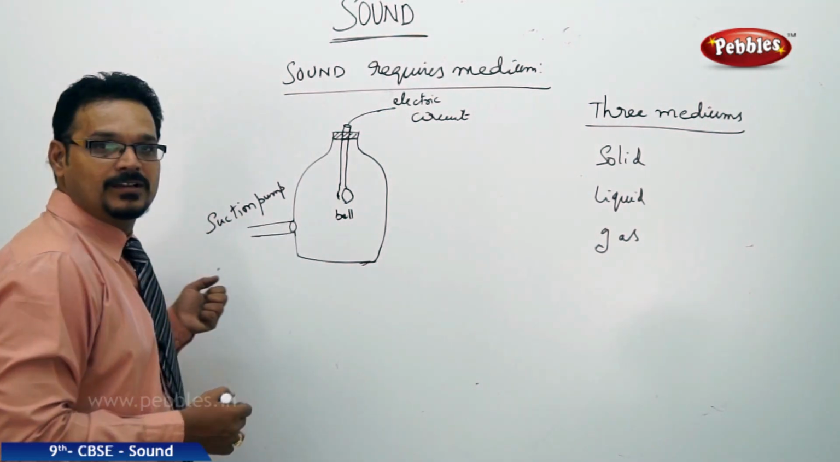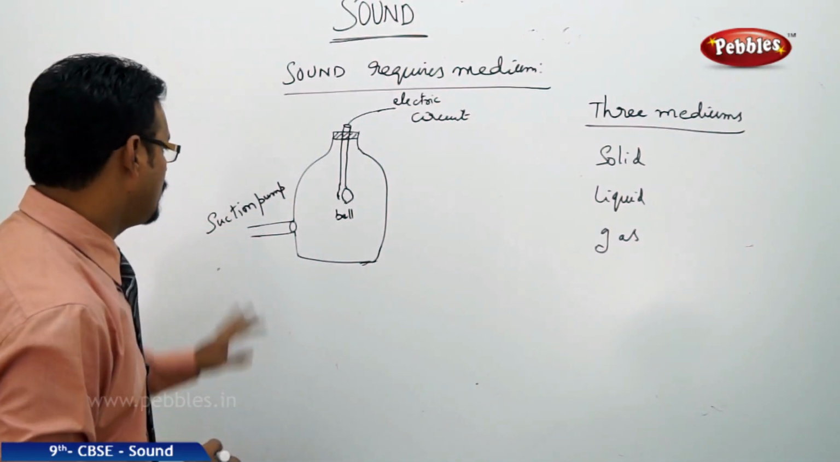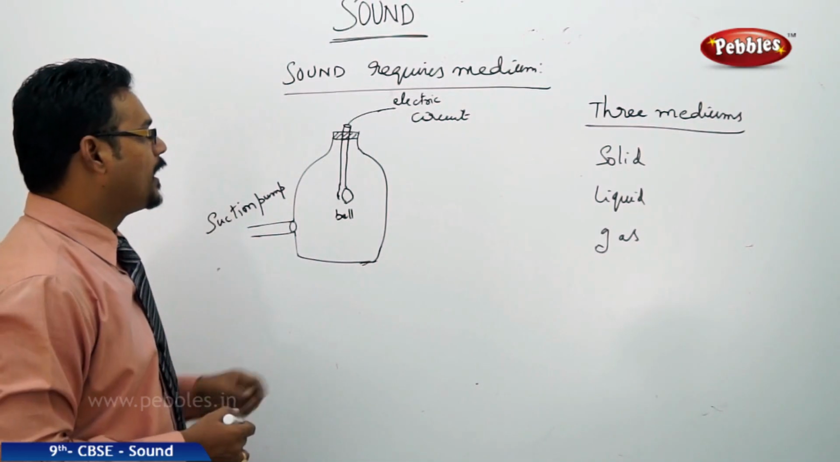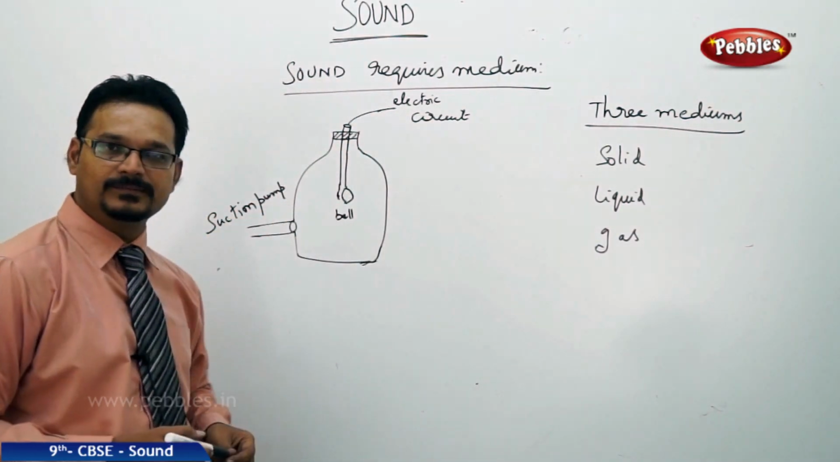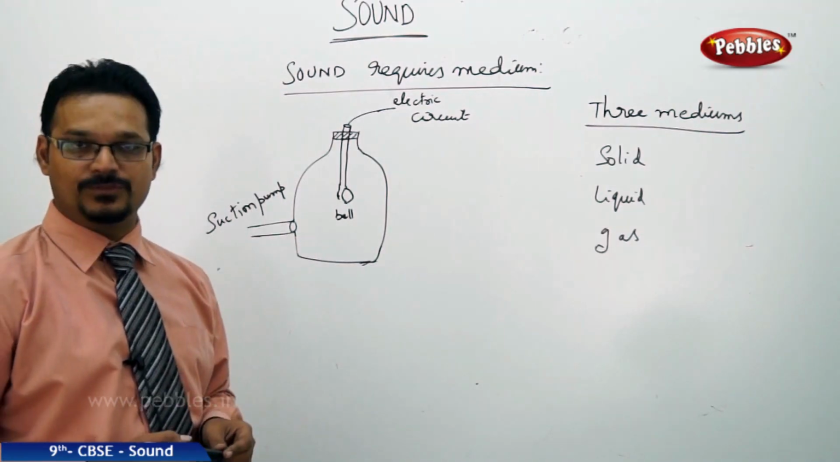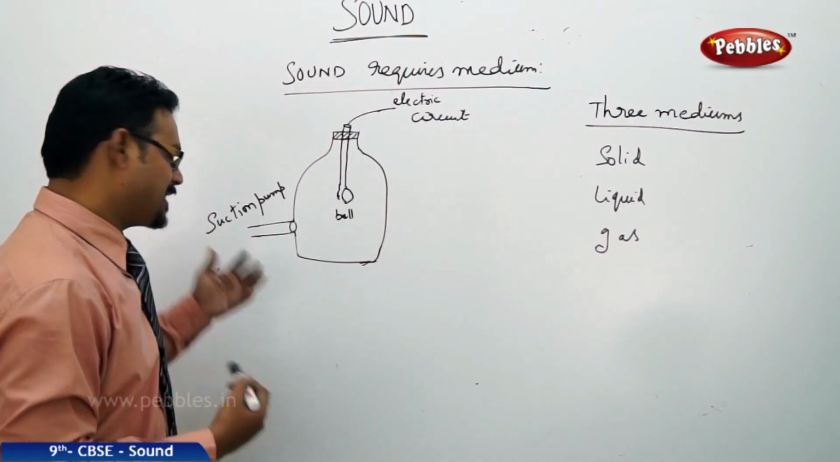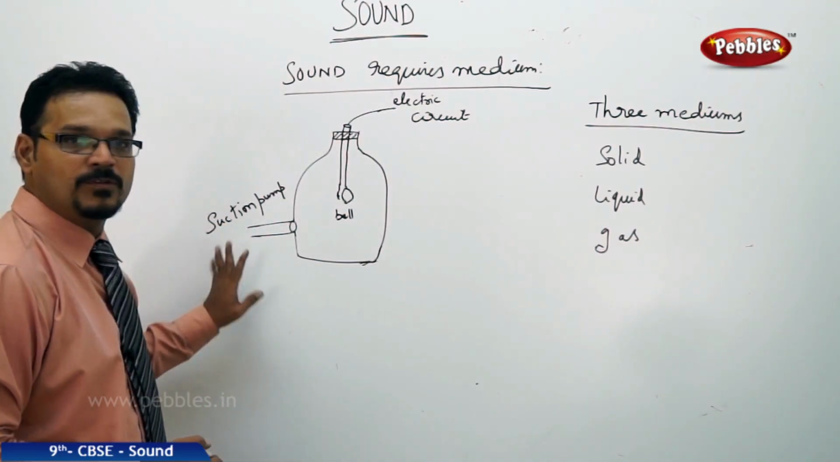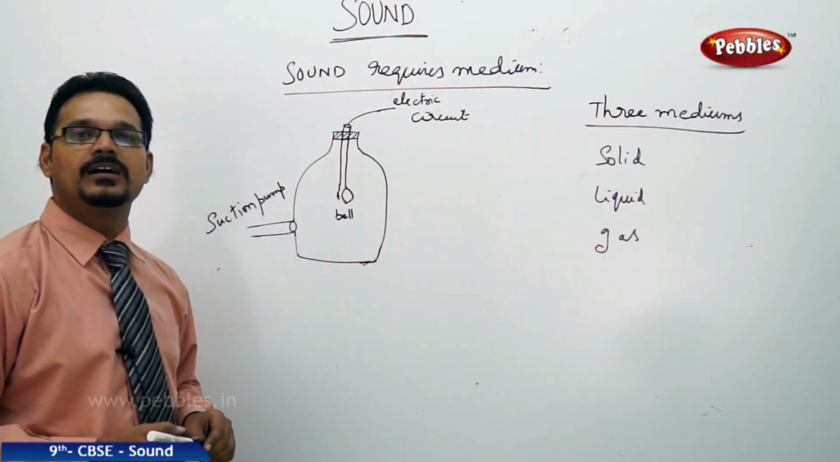takes the air from the jar to outside. Okay. Now the suction pump is not working, and when the electric circuit is switched on, then the bell starts ringing, and you can hear the electric bell sound. Now the second step, what we do, using the suction pump, we slowly suck the air inside the jar.